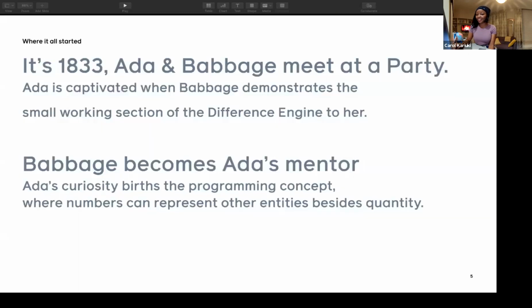Cool. In a few seconds, we are back in time. Just imagine our fancy train was a time machine, and now we're in 1833, where it all started. Here we see two individuals, Ada and Babbage. This is Ada Lovelace and Charles Babbage, who is historically known to be the father of computers. Ada and Babbage are at a party, and this is the first time they are meeting.